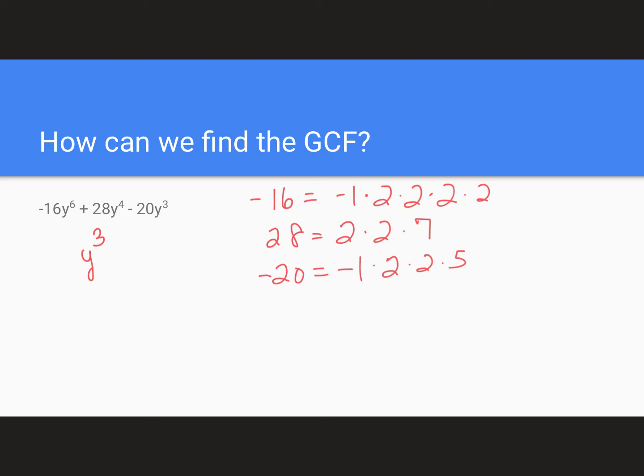So again, I'm looking for what they have in common. But in this case, I'm going to do something a little bit different. You'll notice I have a negative 1 in my leading term. So we're going to pull out the negative 1. I'll show you how that works. The other thing is that gives us a negative 1 for each of those. And then there's 2 2s, 2 2s, 2 2s.